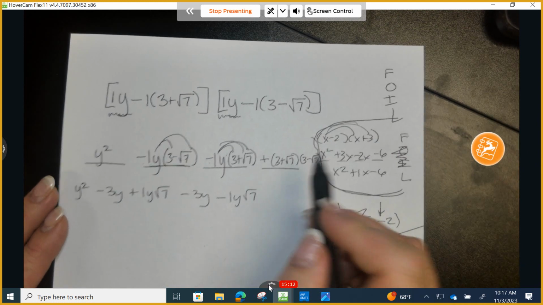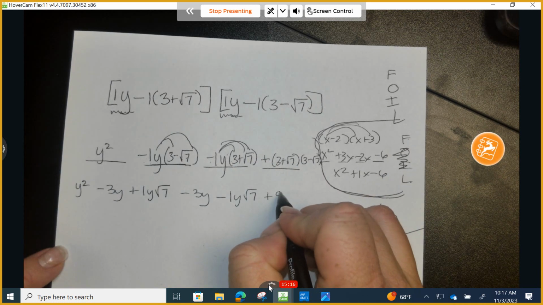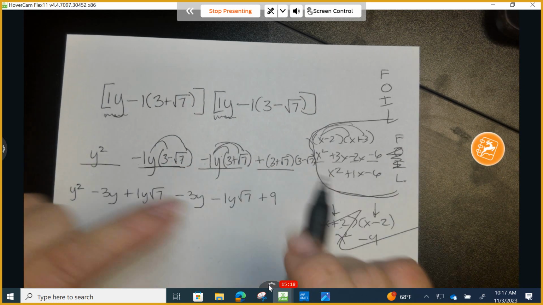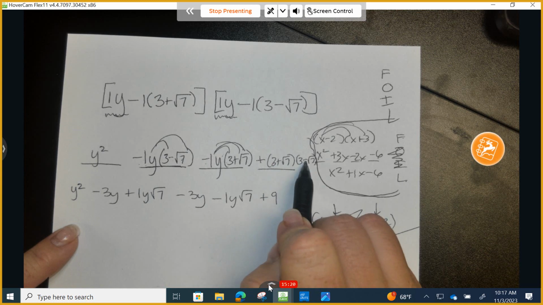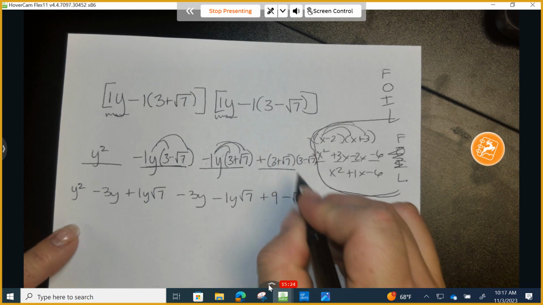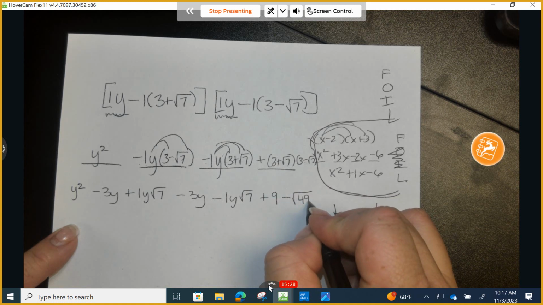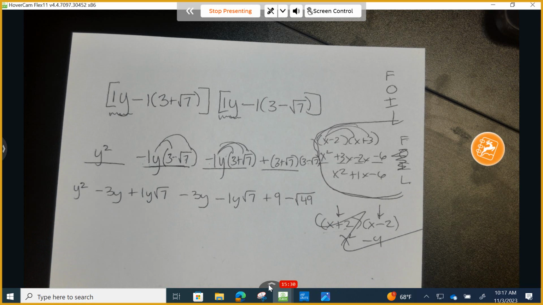Okay, now let's look up here. If I multiply the fronts, 3 times 3 is 9. If I multiply the backs, a positive times a negative is a negative, and 7 times 7 is the square root of 49, because 7 times 7 is 49. So square root of 7 times square root of 7 is square root of 49.